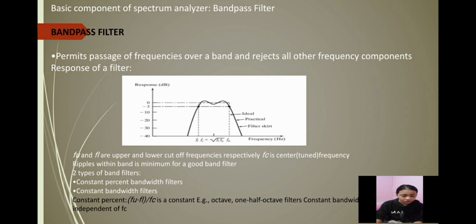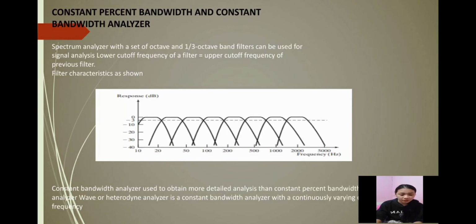Constant percent: the upper frequency minus the lower frequency over the center frequency is constant. Octave and 1/3 octave filters are examples. Constant bandwidth: the upper frequency minus the lower frequency is independent of the center frequency. These are the constant percent bandwidth and constant bandwidth analyzers.